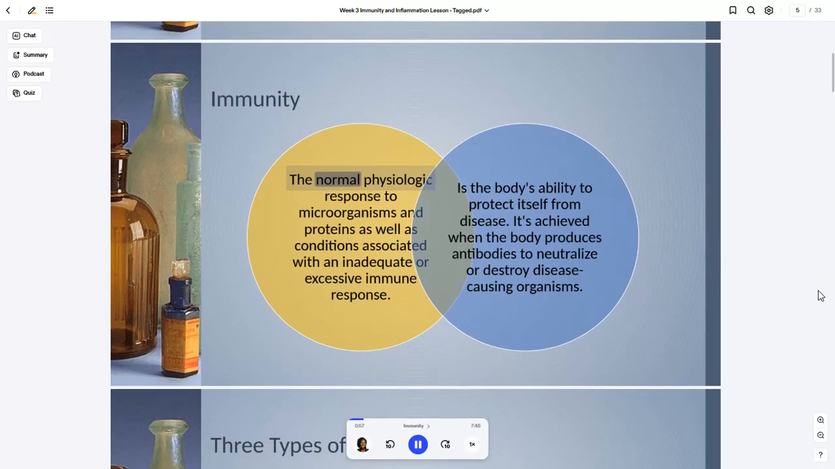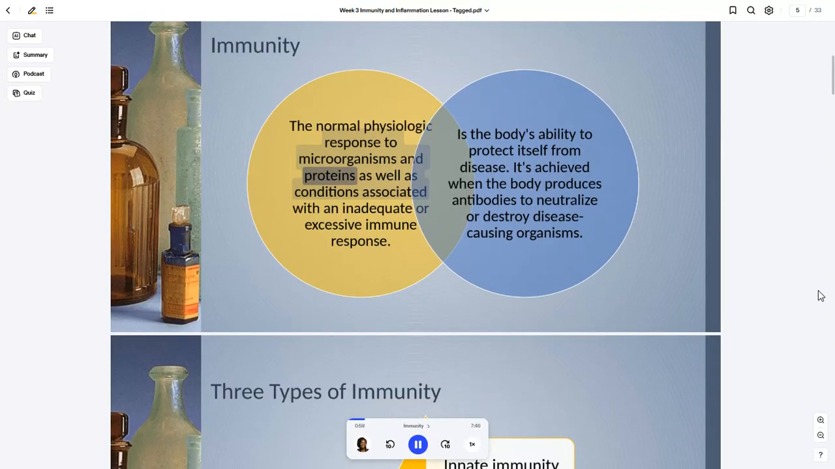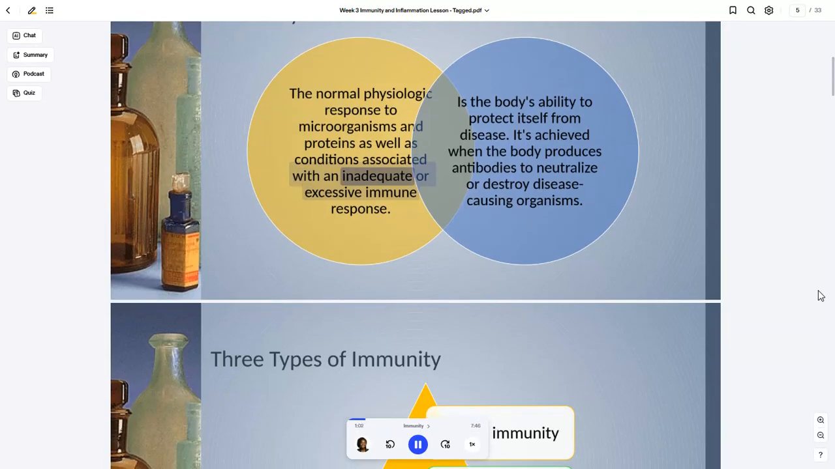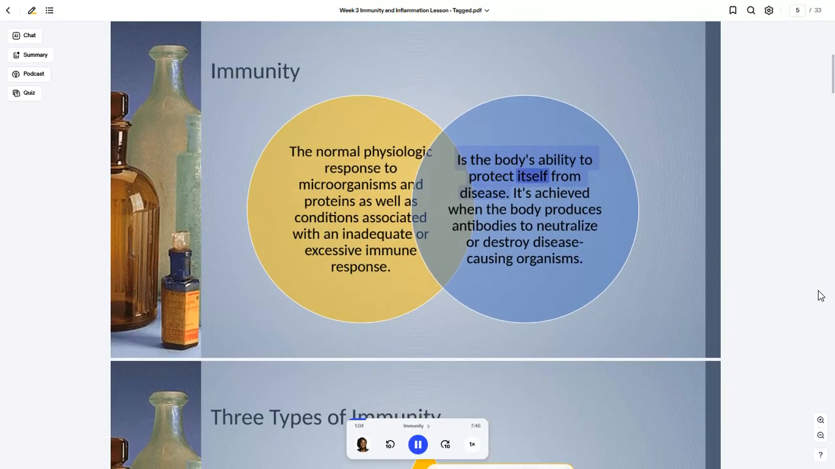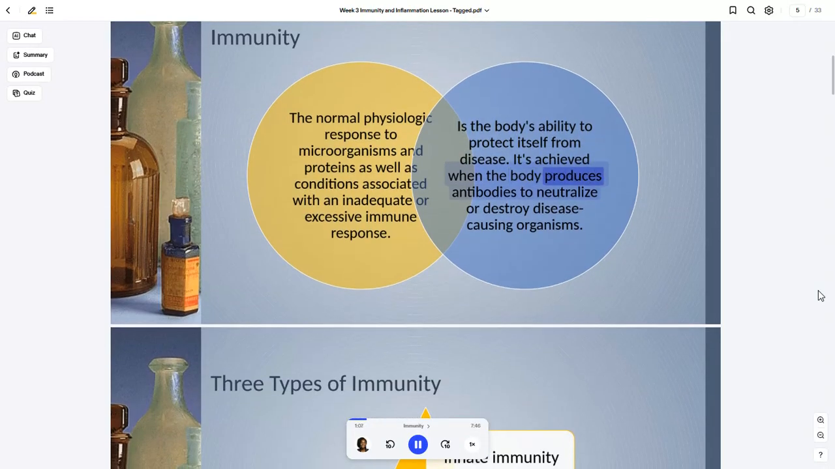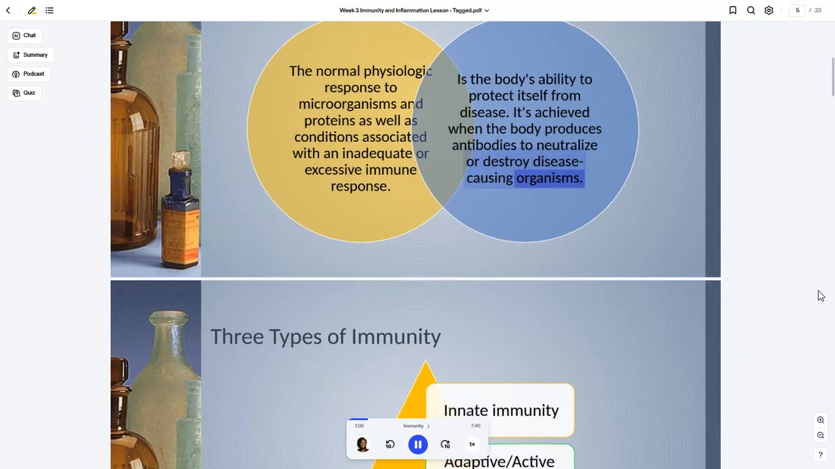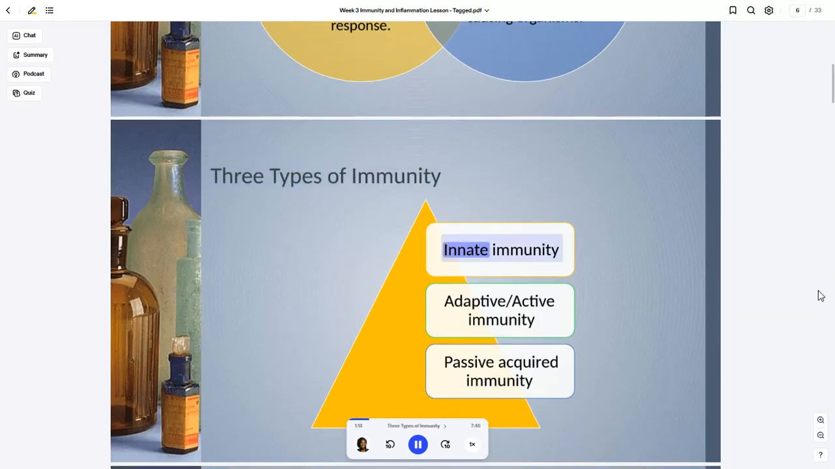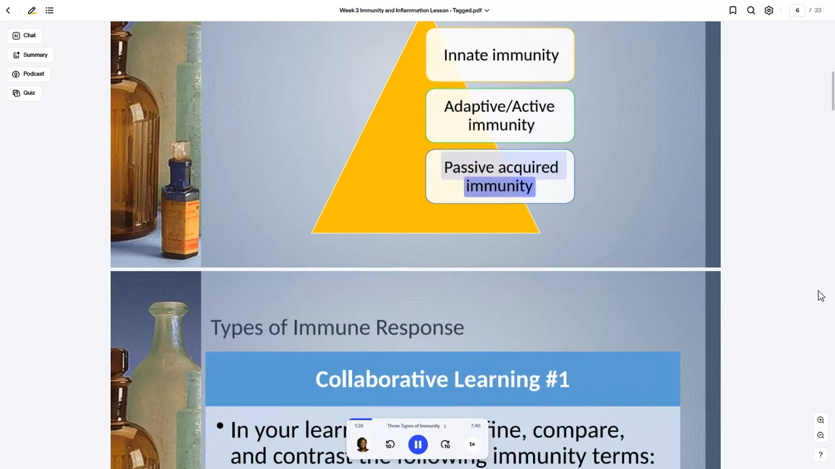Immunity, the normal physiologic response to microorganisms and proteins as well as conditions associated with an inadequate or excessive immune response, is the body's ability to protect itself from disease. It's achieved when the body produces antibodies to neutralize or destroy disease-causing organisms. Three types of immunity: innate immunity, adaptive active immunity, passive acquired immunity.